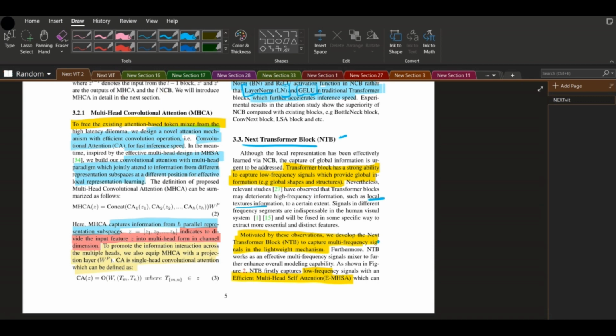Because of this, they thought of a way to combine the low frequency signal along with the high frequency signal, and this is when they came up with this next transformer block, which captures what we call multi-frequency signal. Essentially, what they're saying is that we're able to capture low and we're able to capture high. So it's a similar thing as global and local information. Okay. So how they did this was to introduce, within this next transformer block, what we call the efficient multi-head self-attention.